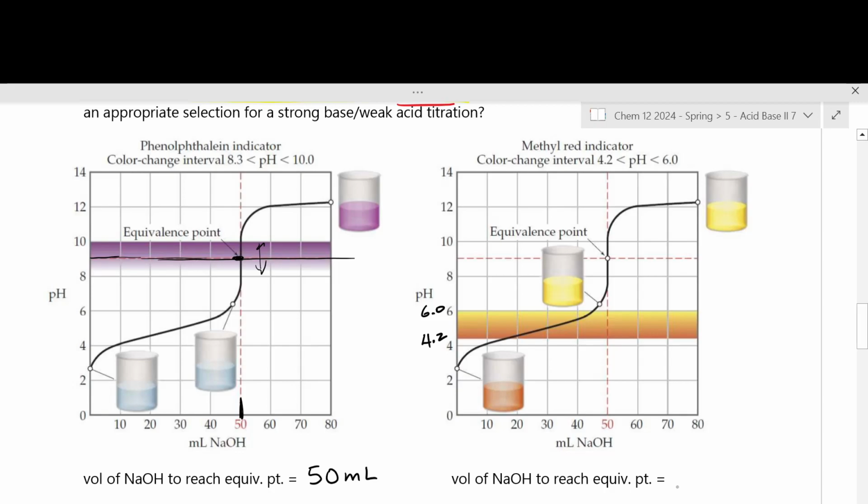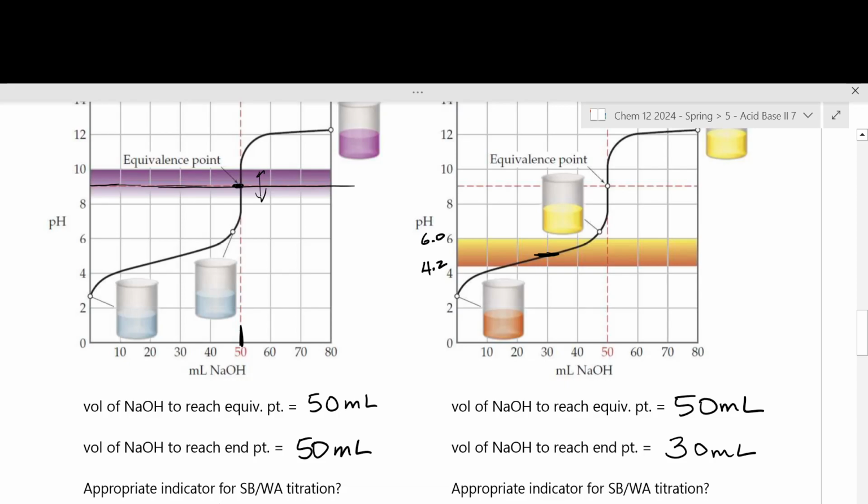So what's the volume of NaOH needed to reach the equivalence point for our second graph? 50. Okay, easy peasy. What volume is needed to reach the end point? 30. Somewhere in the neighborhood of 30 anyway, right? So is methyl orange a good choice? No, for a strong base weak acid. Probably it would be okay for a weak base strong acid.